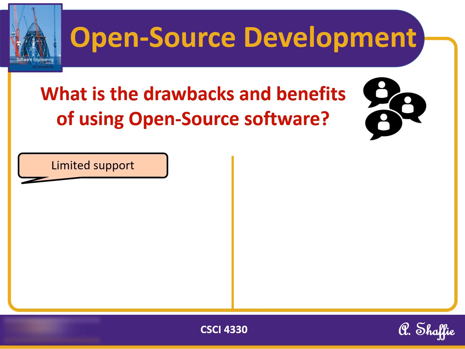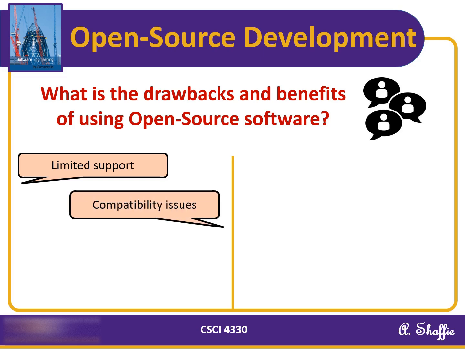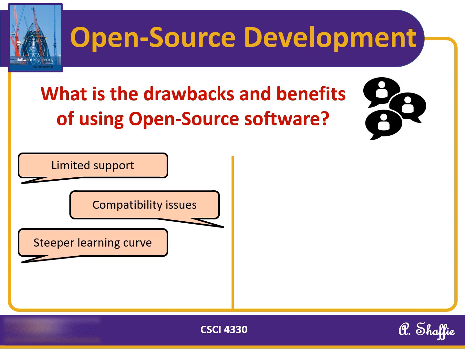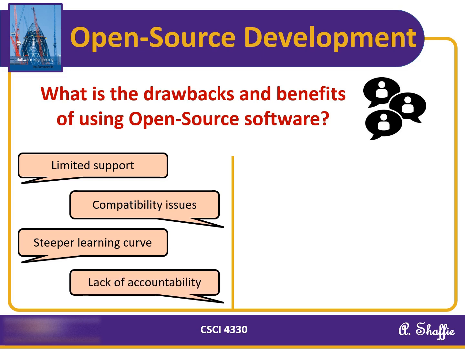Limited support. No dedicated customer services. Reliance on community support may delay solutions. Compatibility issues. May require extra effort to integrate with existing systems. Steeper learning curve. Some open source tools lack user-friendly documentation or interfaces. Lack of accountability. No guarantee of updates or fixes if the community becomes inactive.